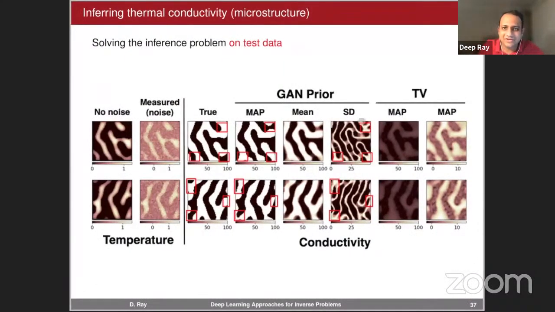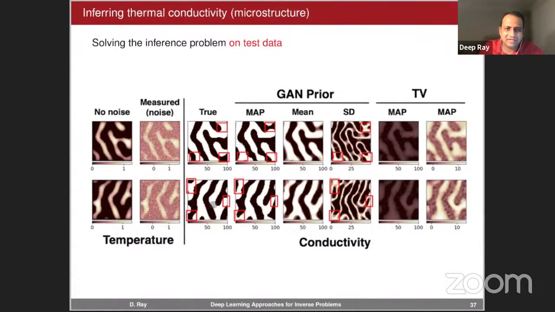Okay, so now if you look at the standard deviation in those zones where it got things wrong, you'll find that the standard deviation is also high in the regions where it got things wrong. So now you're getting a reconstructed kappa, but with the standard deviation, you're also getting information about how certain you are about the reconstructed kappa. So that's the benefit of Bayesian inference.